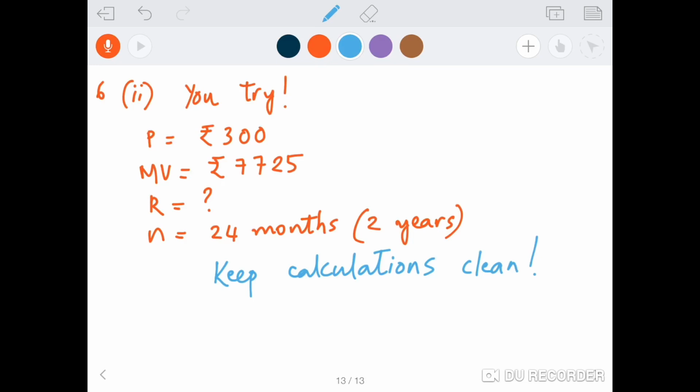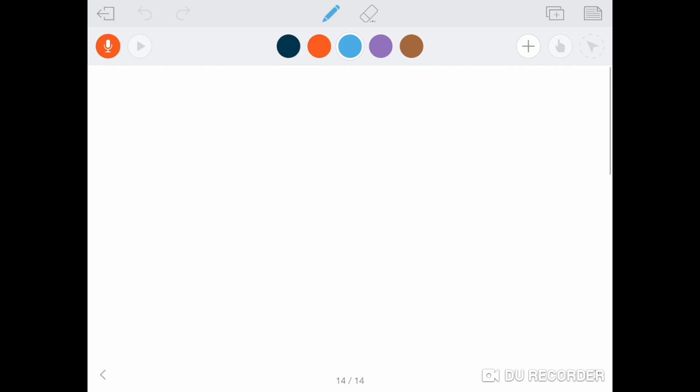Alright, if you're finished with this problem, let us move into the next question now. The next question is also quite similar. There's nothing much for you to do. In the 7th question, he's given you the value of the principal, which is rupees 150 that you're depositing every month. He's given you the value of N to be 8 months.